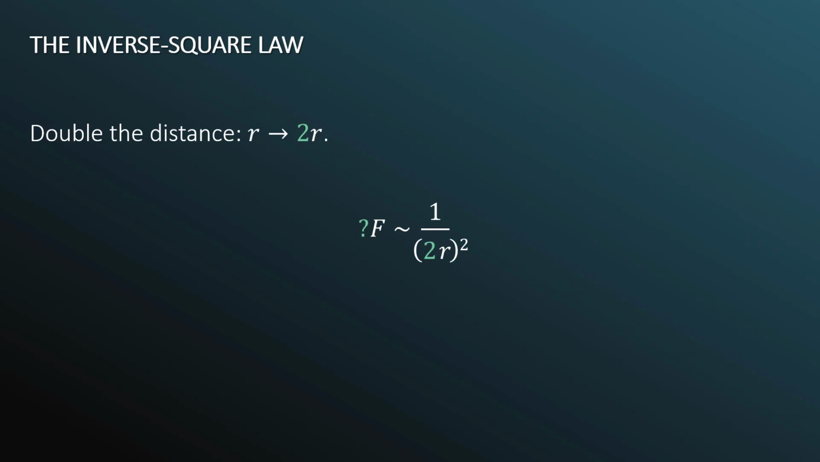Well, on the right-hand side in the denominator, let's distribute the square. So we get 2 squared, r squared in the denominator. 2 squared is simply 4. That means that our question mark is simply 4 in the denominator. Now we can pull that out as 1 over 4. This means that when you double the distance between objects, the force becomes 1/4 of the original force.